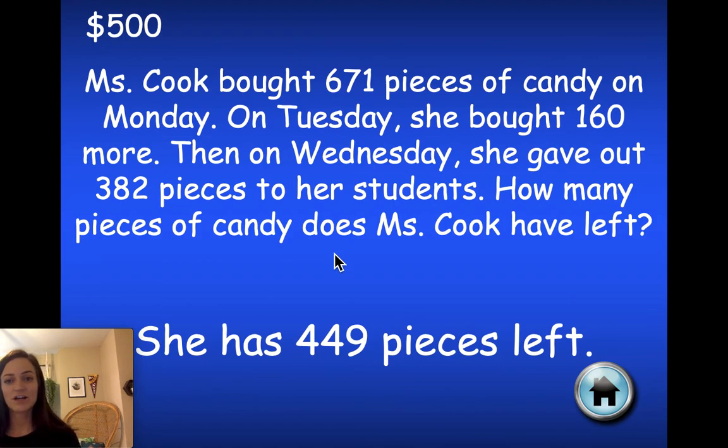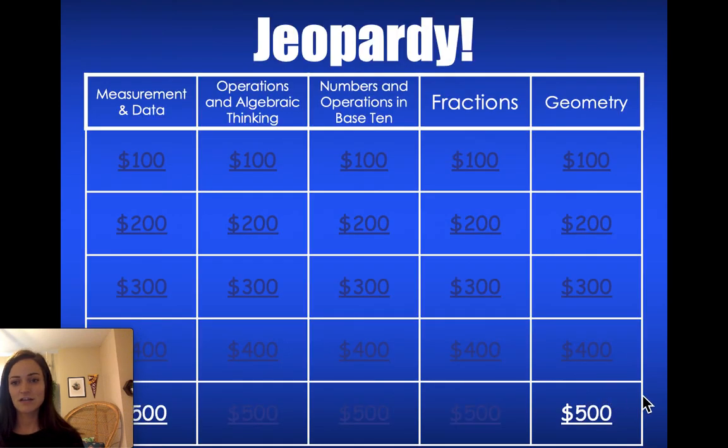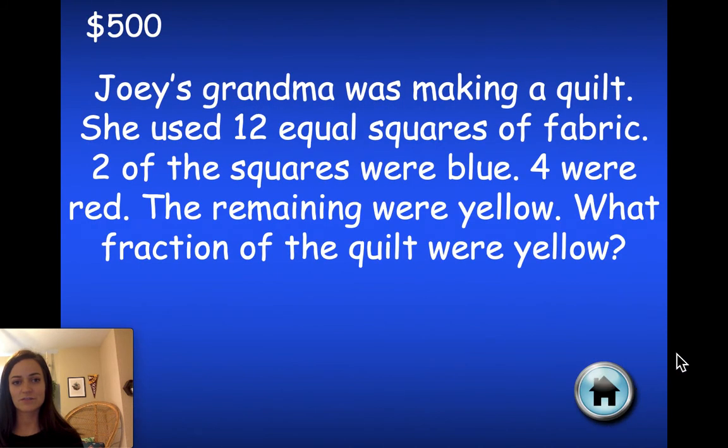She has 449 pieces left. Okay, so that's what you should have got for your answer, and if you did get it right, you get $500. Okay, we only have 2 left. Let's do geometry for $500.